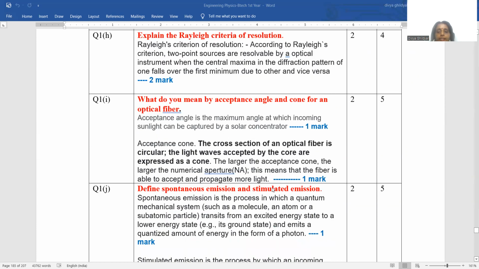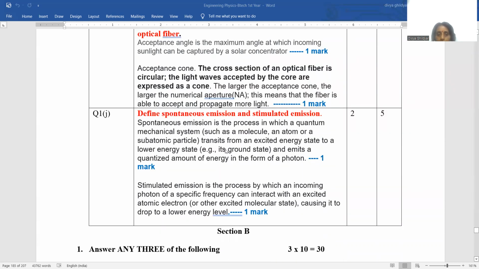What do you mean by acceptance angle and cone for an optical fiber? But as you can see, the question paper is strictly telling you to only write after seeing how many marks are there for that question. So if it is just a 2-mark question and it is asking you the definition, then just give the definition. So acceptance angle is the maximum angle at which the incoming sunlight can be captured. The cross section of an optical fiber is circular. The light waves accepted by the core are expressed as a cone.